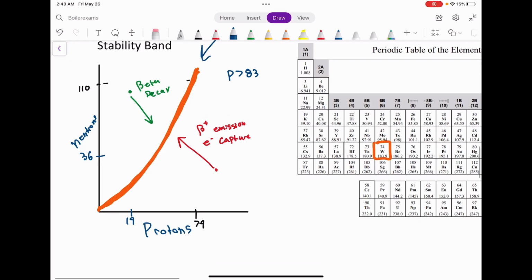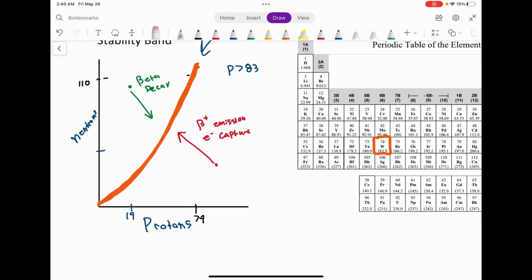Let's do the same thing. Let's stick with silicon, say I had silicon 20, and we're still at 14 protons. Now I know I have 6 neutrons, which might only be here. Now I'm right there in my region, and now I know I'm going to undergo positron emission, or electron capture to approach that line.